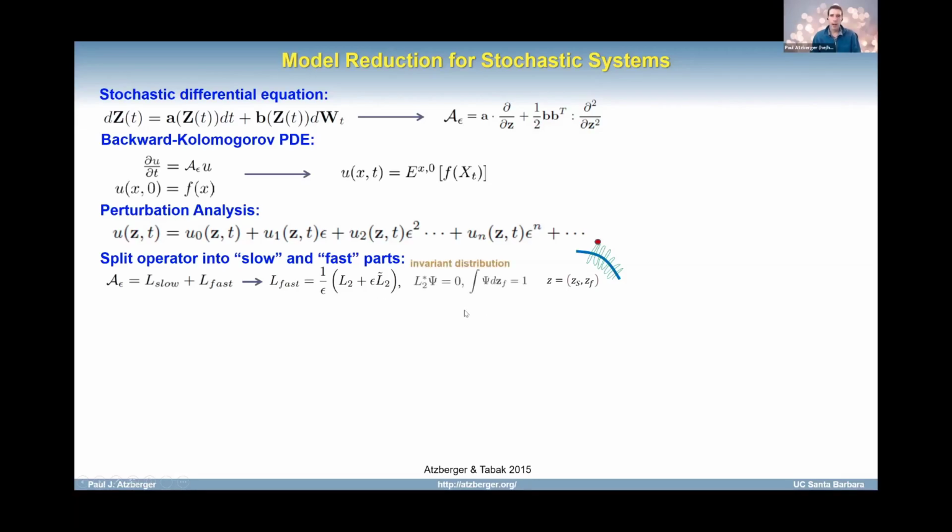Then your job is to arrange your PDE so that you can express it in terms of an operator L2, L2 tilde, and some of the other operators that I'll show you. Once you do that, you can make use of these theorems to essentially get, just on this little blue manifold, what the effective SDE is for those slow degrees of freedom. That's sort of the overall idea.